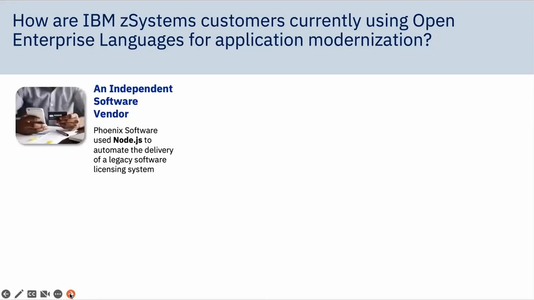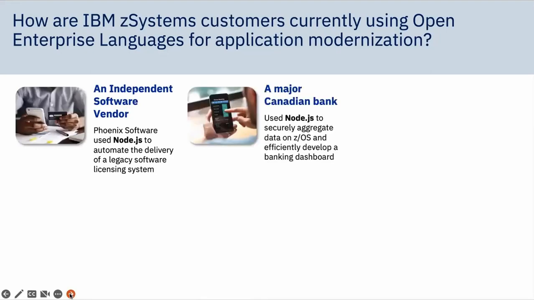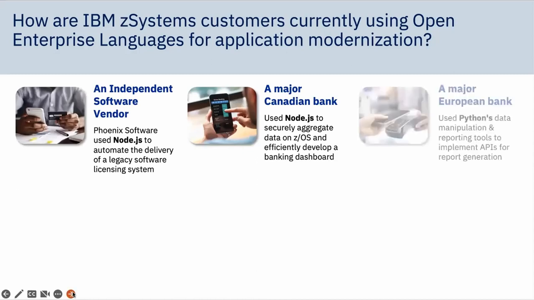And first of all, before we do that, we look at some of the use cases for Node.js. There's an ISV called Phoenix Software. They actually use Node.js to automate the delivery of their licensing systems. And there's a big bank in Canada that uses Node.js to aggregate data on z/OS so that they can develop a dashboard instead of generating paper reports.